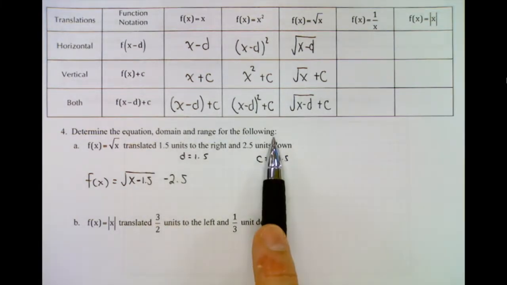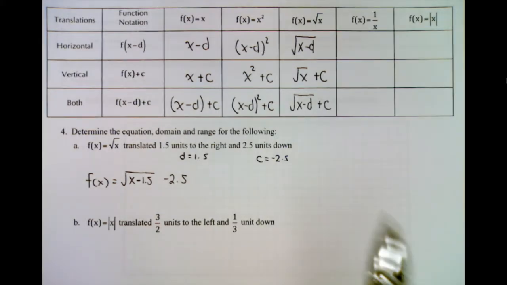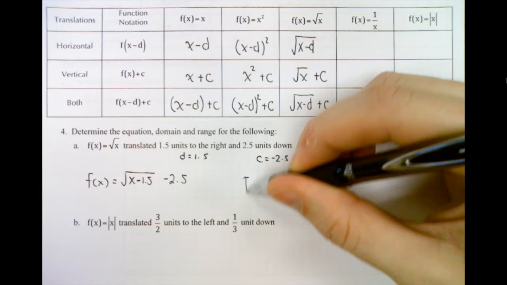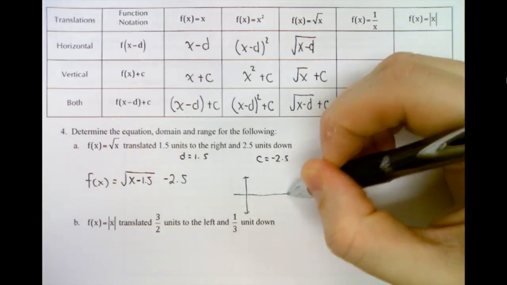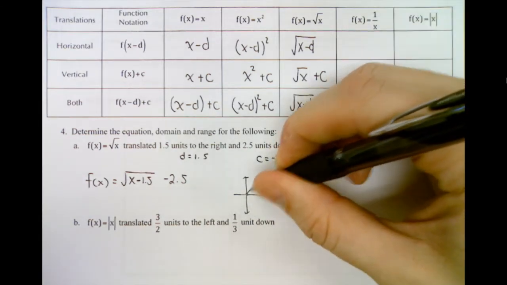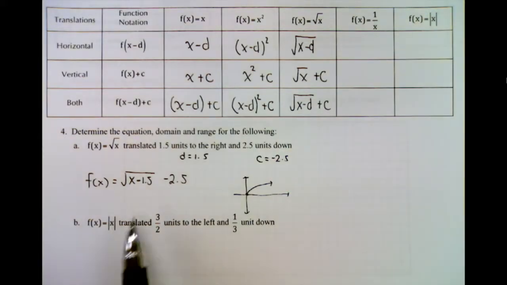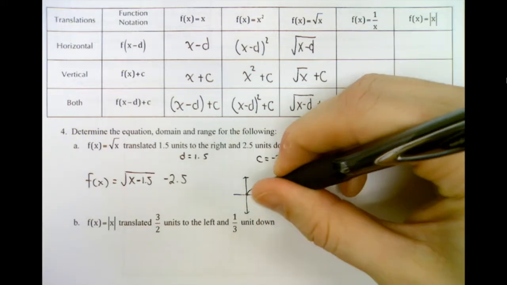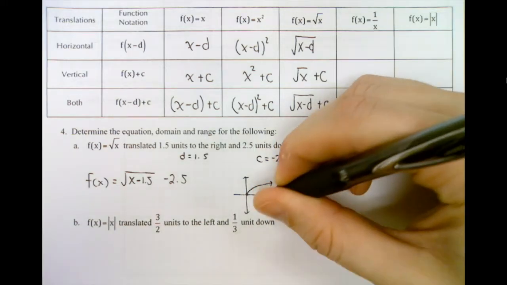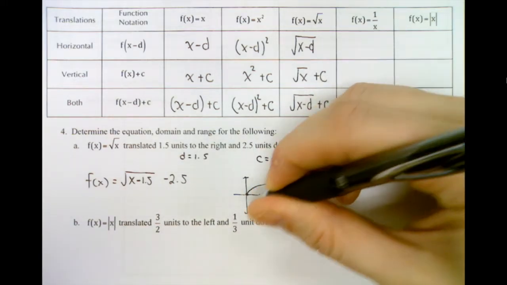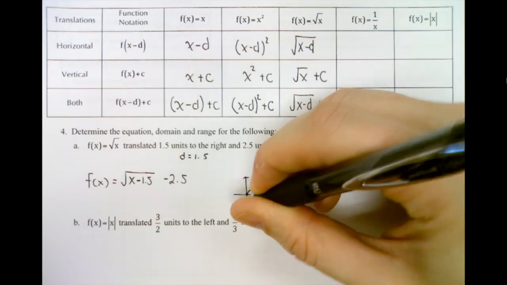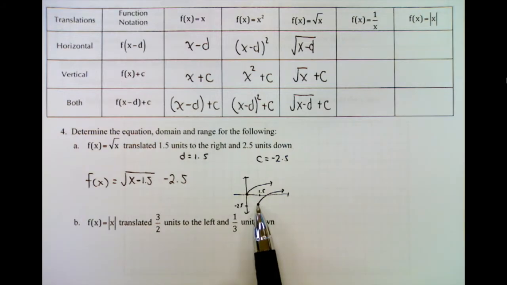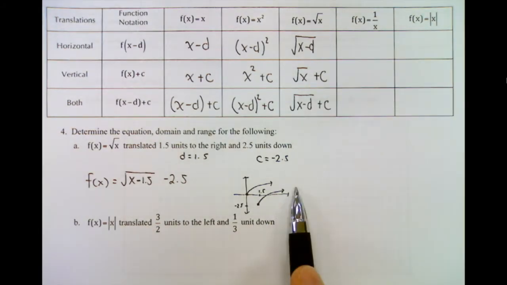Domain and range for the following. What would the domain be? Well, let's think about what this parent function looks like. It's the square root, so I'm going to sketch it here. The parent square root looks like this. And if I shift it to the right 1.5 and down 2.5, this is just a sketch, it would look like this. Down 2.5, right 1.5.